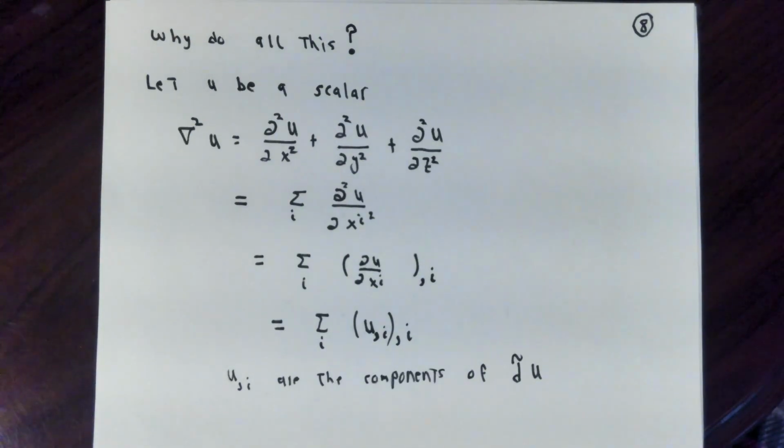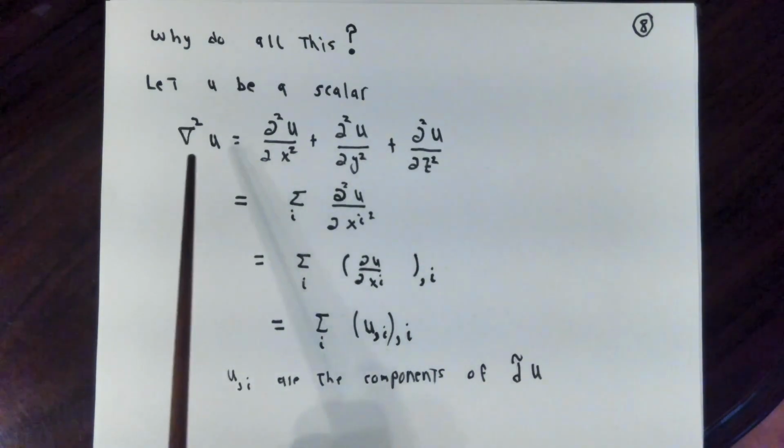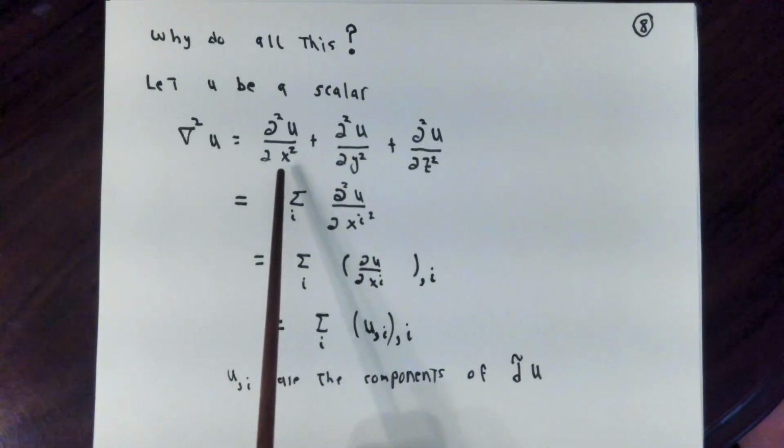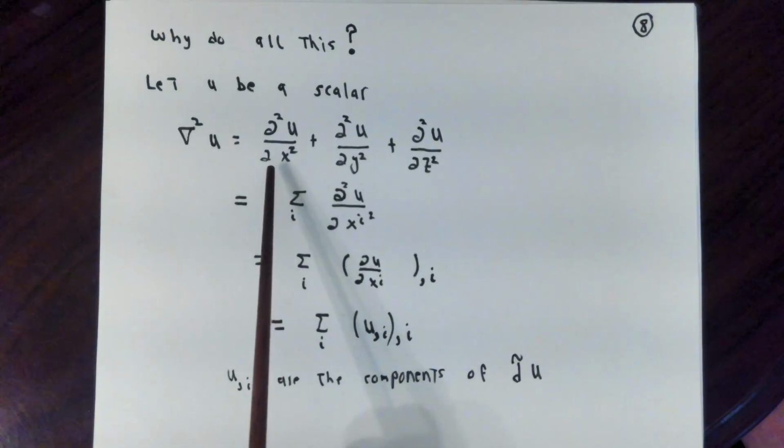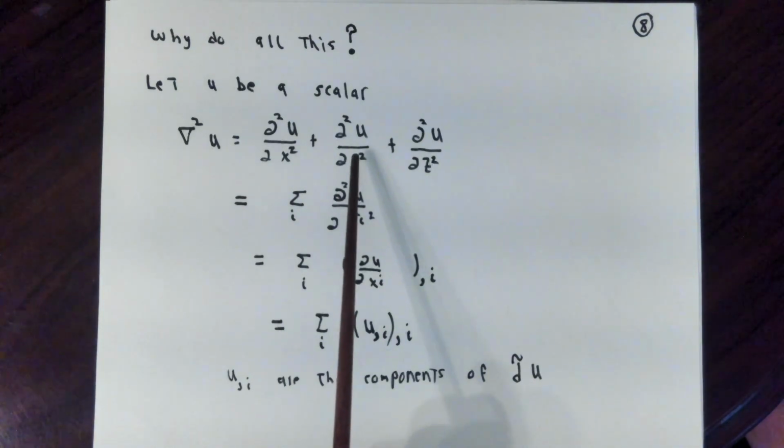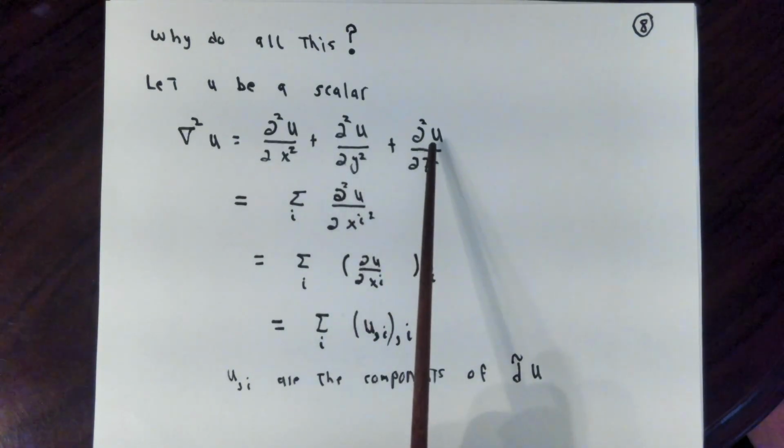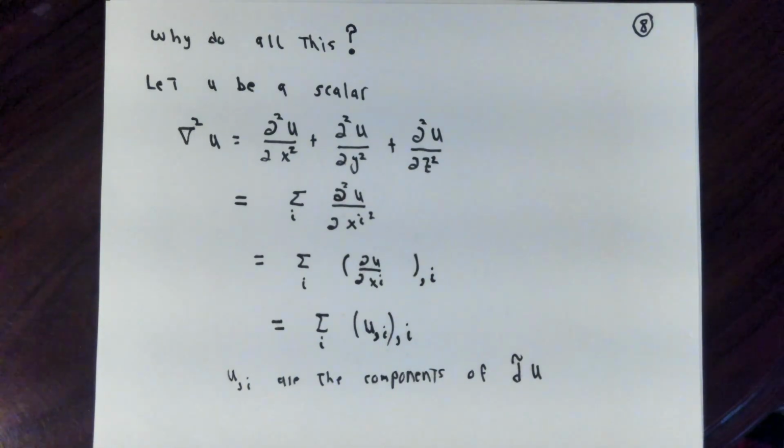Why are we doing any of this? I want to point out something that's related to classical physics now. If u is a scalar function, then the Laplacian of u is the second partial of u with respect to x plus second partial of u with respect to y plus second partial of u with respect to z. Those of you who've had electromagnetism will recall that this is a very important quantity to us. How does it relate to all of this tensor stuff?